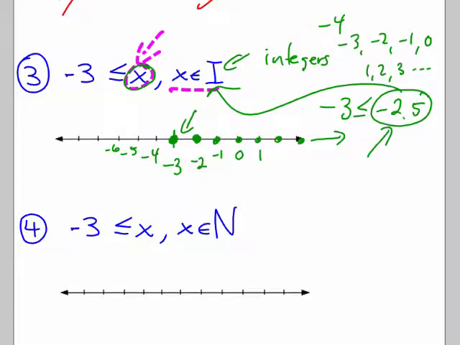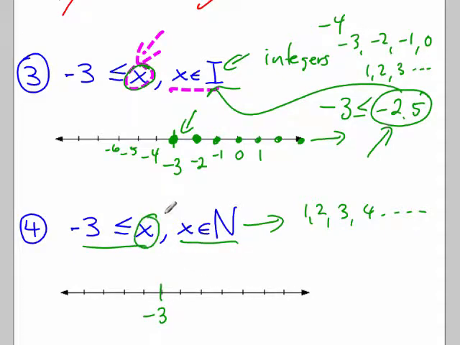Let's just change the question one more time. Same question, except now we want numbers that are natural. Natural numbers, remember, are the counting numbers, 1, 2, 3, 4, on and on and on. So -3 is shown in the question, and we want all the numbers that are natural numbers more than or equal to -3. -2, -1, 0, 1, 2, 3. I'm just labeling. I'm not yet highlighting. But now that I do want to highlight the numbers that are more than or equal to -3 that are natural, the first one would be 1, then 2, then 3, then 4, and numbers going on in that pattern. All right?